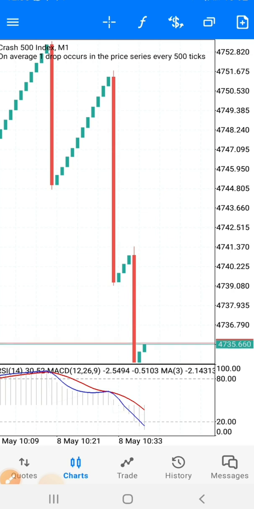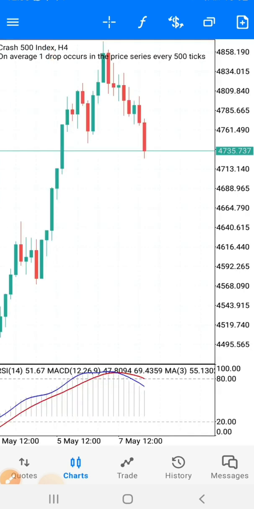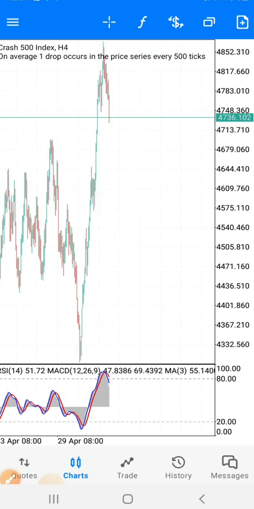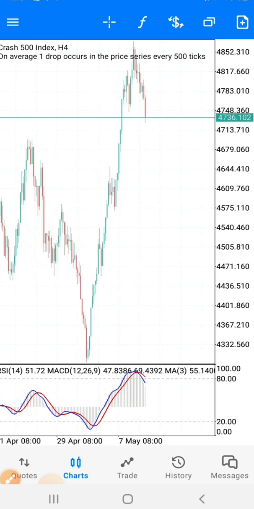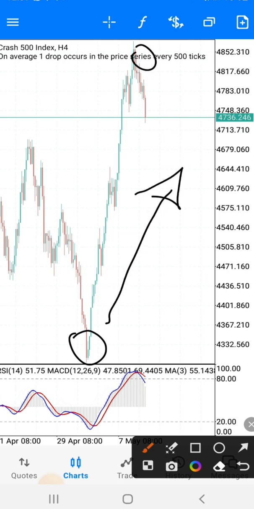Now here's the technique that I use to profit in boom and crash. Firstly, I go to the higher time frame, like the 4-hour or the 1-hour time frame. When we get to this higher time frame, the first thing that I'm going to do is to know the trend, right? If you look at this, you can see that the trend is going up, right? If I mark from this point to this point, you can see the market has been going up, right?